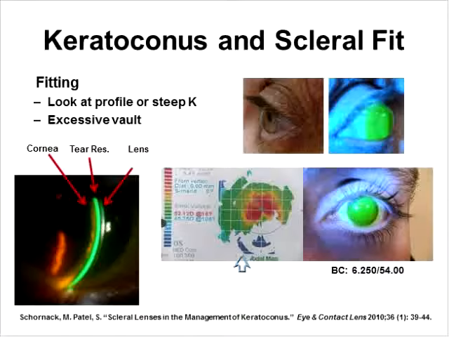You can also look at the topography. And it's suggested that you start about 1 diopter steeper than the steepest K reading. In this example, the steepest K reading is about 52 diopters. In this patient, we were able to vault the cornea with a 54 diopter lens.